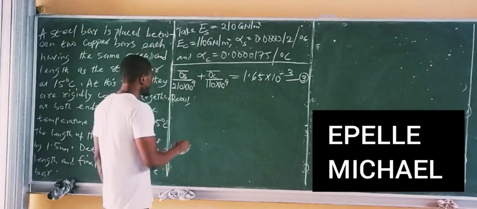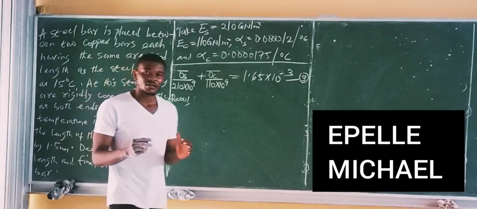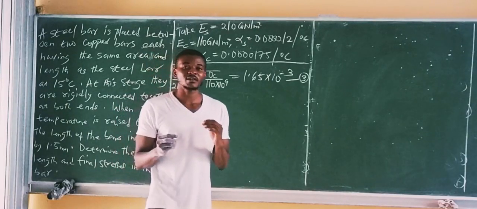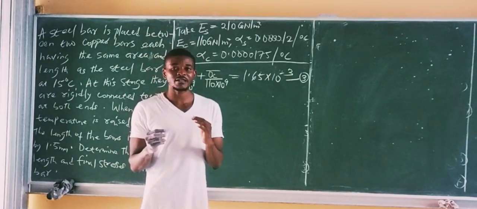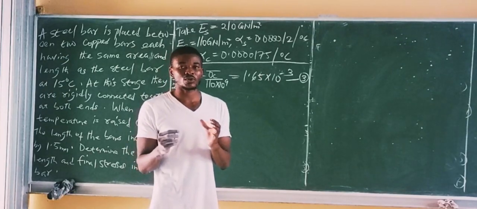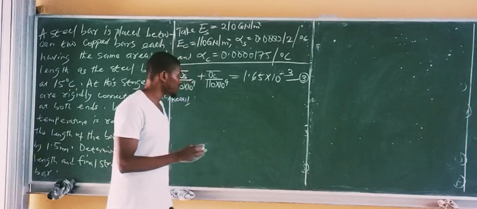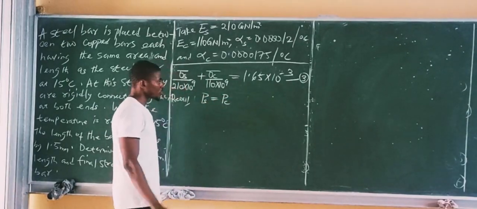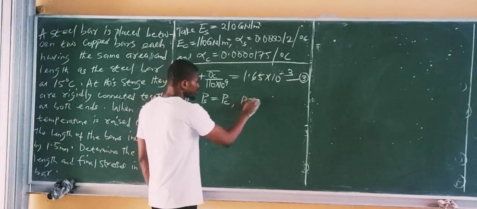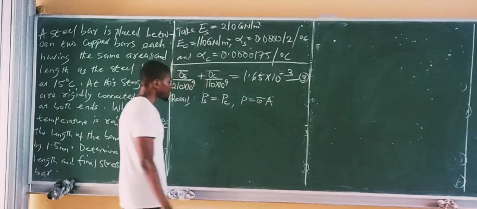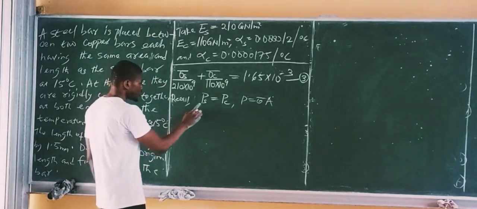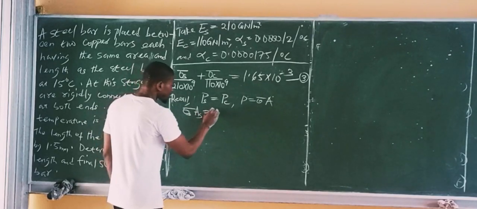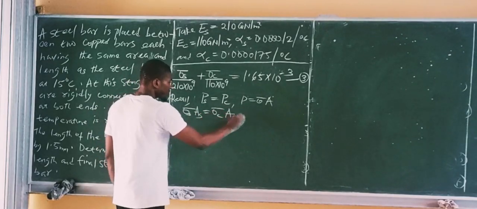Now recall that from the load equation, I said that after employing the strain equation, the next thing to employ is the load equation. And in the load equation, the pull by the material with higher thermal expansivity is equal to the push on the material with lower thermal expansivity. So that simply means the load of steel is equal to the load of copper. But also remember that I said that load is simply stress times area. So the load of steel is simply stress of steel times area of steel, and that's equal to stress of copper times area of copper.